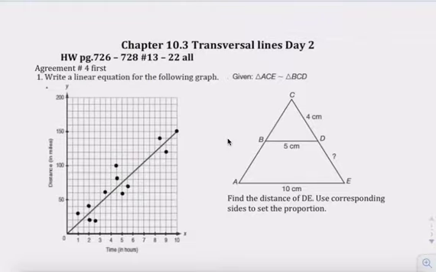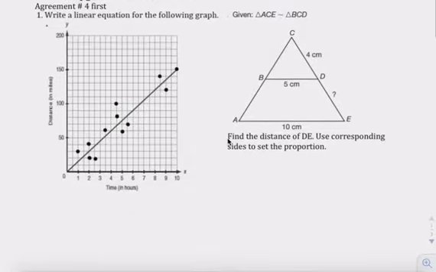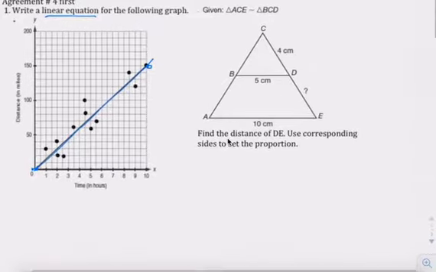Okay, this is classwork. I assume you know how to write a linear equation for this line of best fit right here. I would choose this dot and this dot to find my rate of change, (0, 0) and (10, 150). Find the rate of change and write a linear equation.